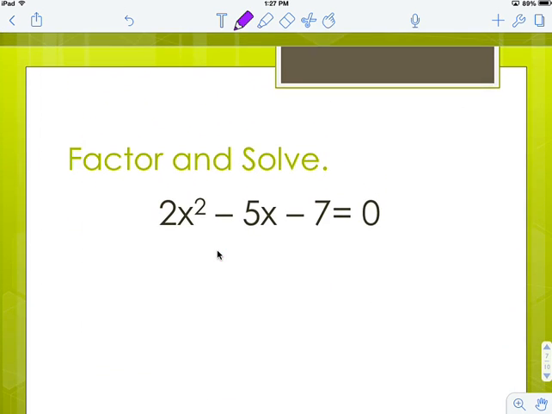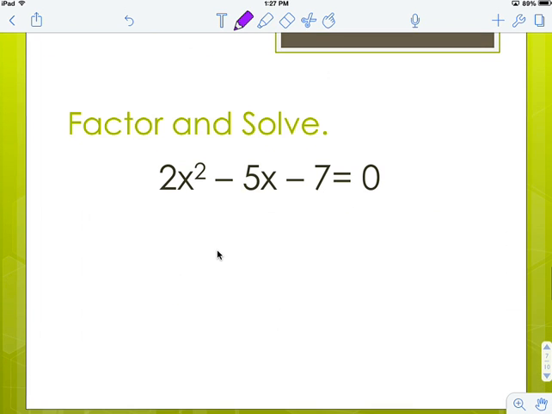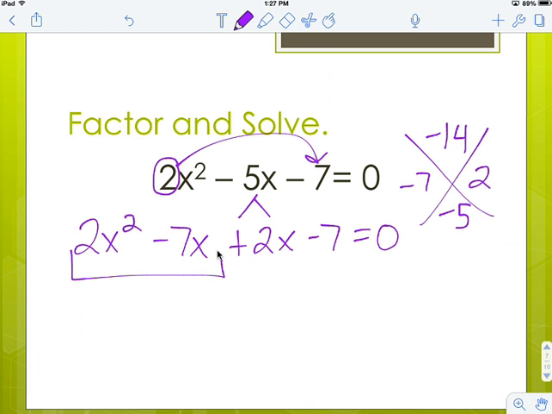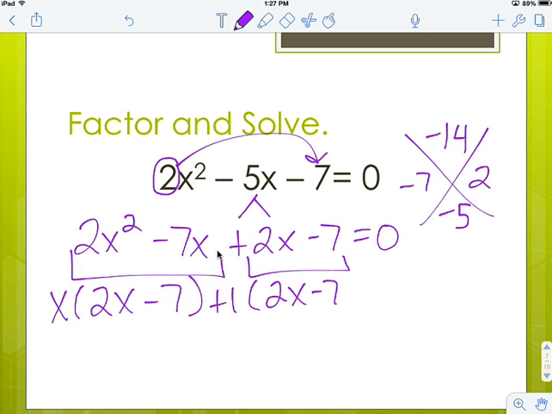Last problem here, to factor this, first we check for a GCF. Since there isn't a GCF and we have a number in front of x squared, we're going to multiply it by negative 7. Two numbers that multiply to give us negative 14 and add to give us negative 5 are negative 7 and 2. So we rewrite this as 2x squared minus 7x plus 2x minus 7. The GCF from the first two is x, and we're left with 2x minus 7. The GCF on the second group is 1, and we're left with 2x minus 7. So our two factors are 2x minus 7 and x plus 1.